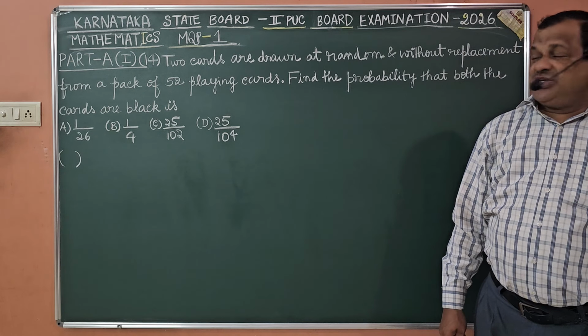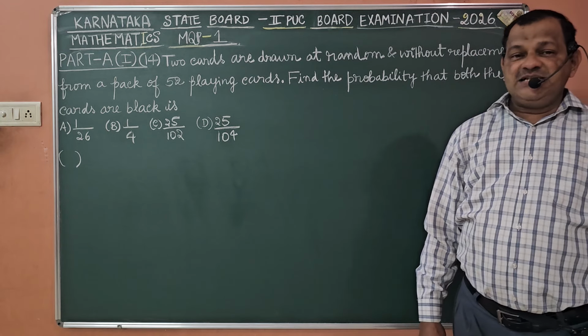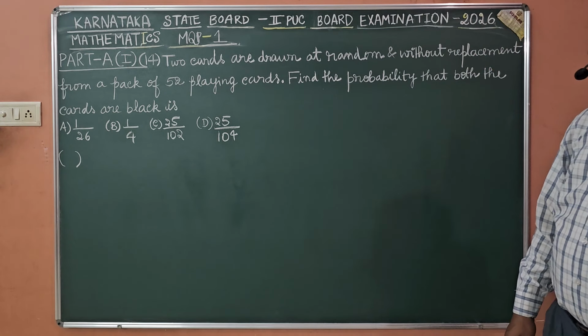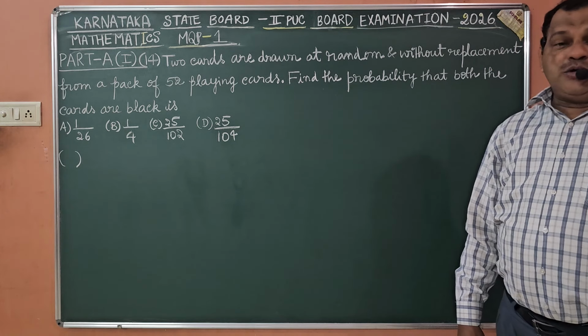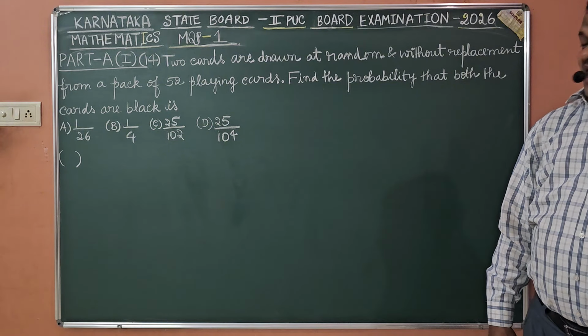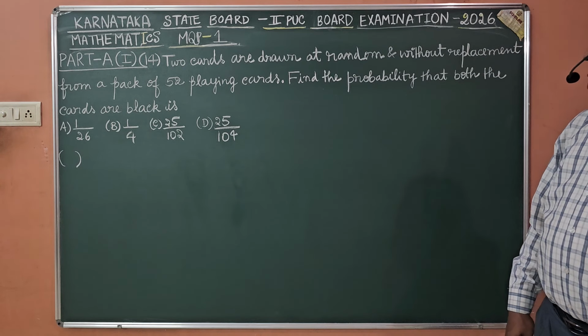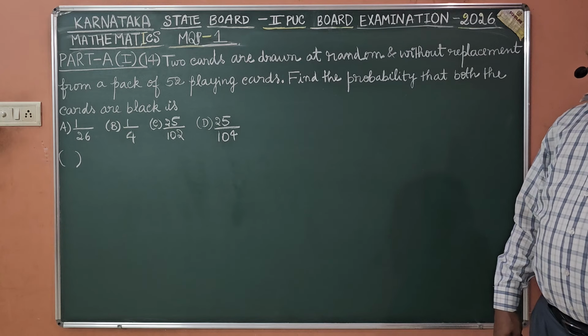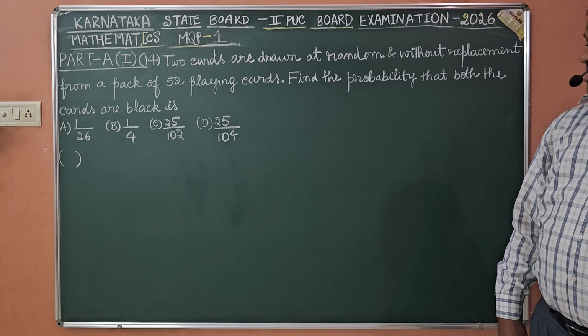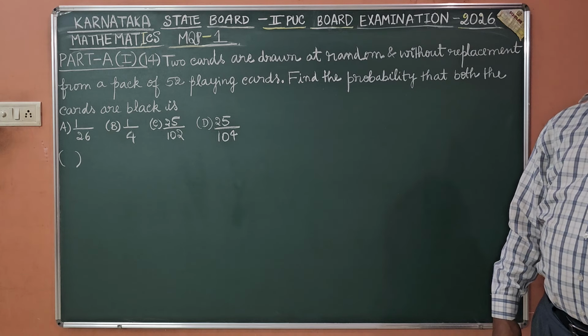Here is the next MCQ from probability lesson. Two cards are drawn at random and without replacement from a pack of 52 playing cards. Find the probability that both the cards are black. And there are 4 options.